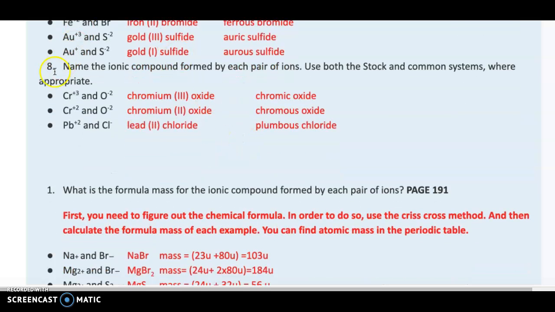Same type of question about chromium. That can also be chromic oxide, the chromium with a charge +3, I'm sorry, and the chromium with a charge +2, which we write in parentheses, can also be called chromous. Lead, plumbous.